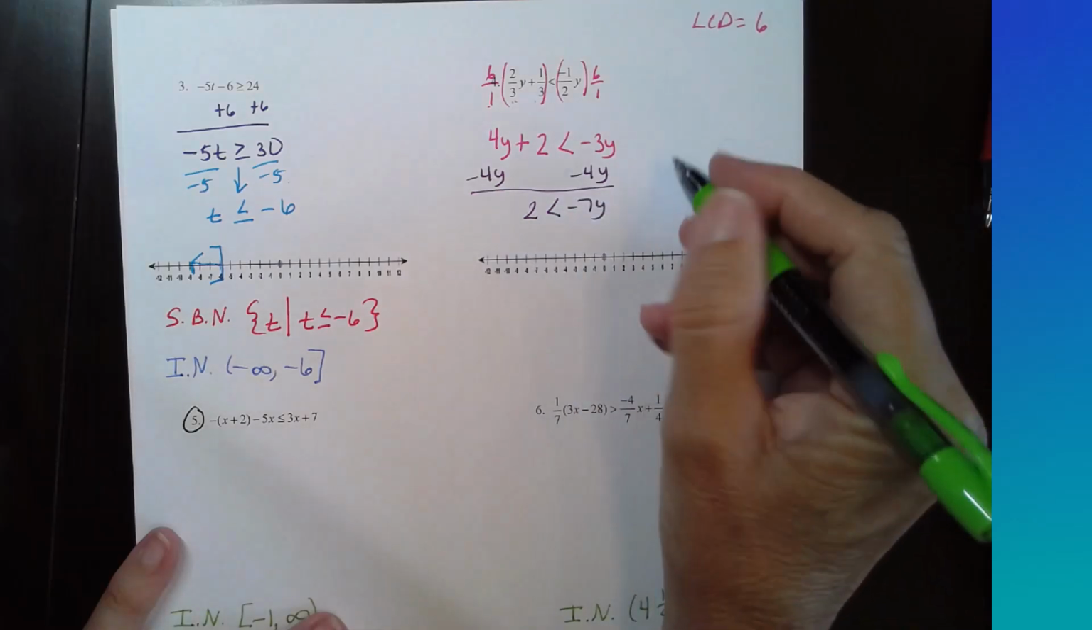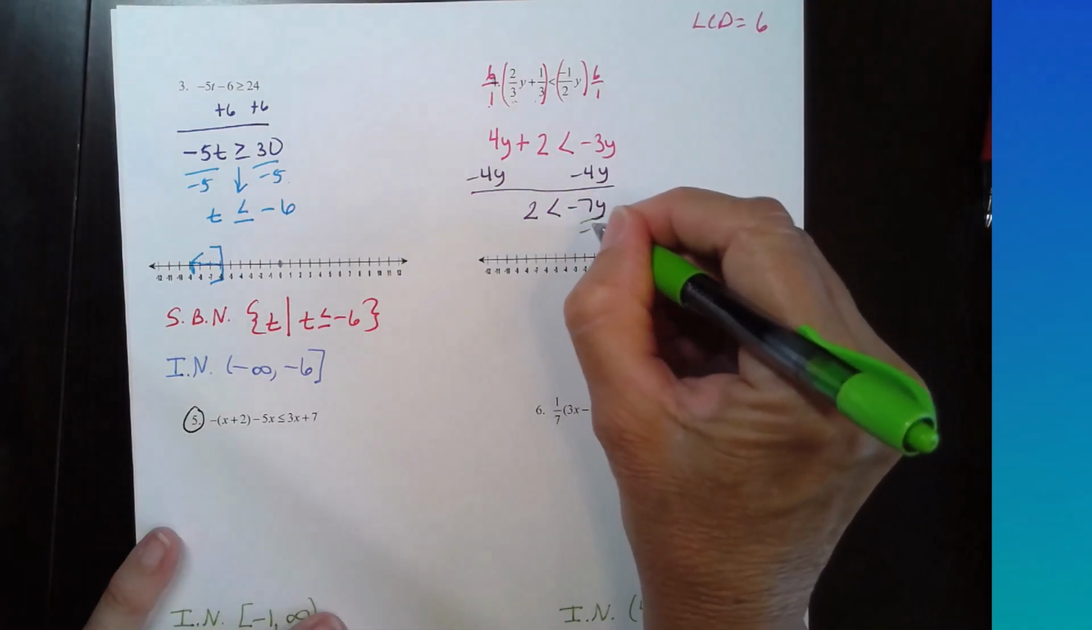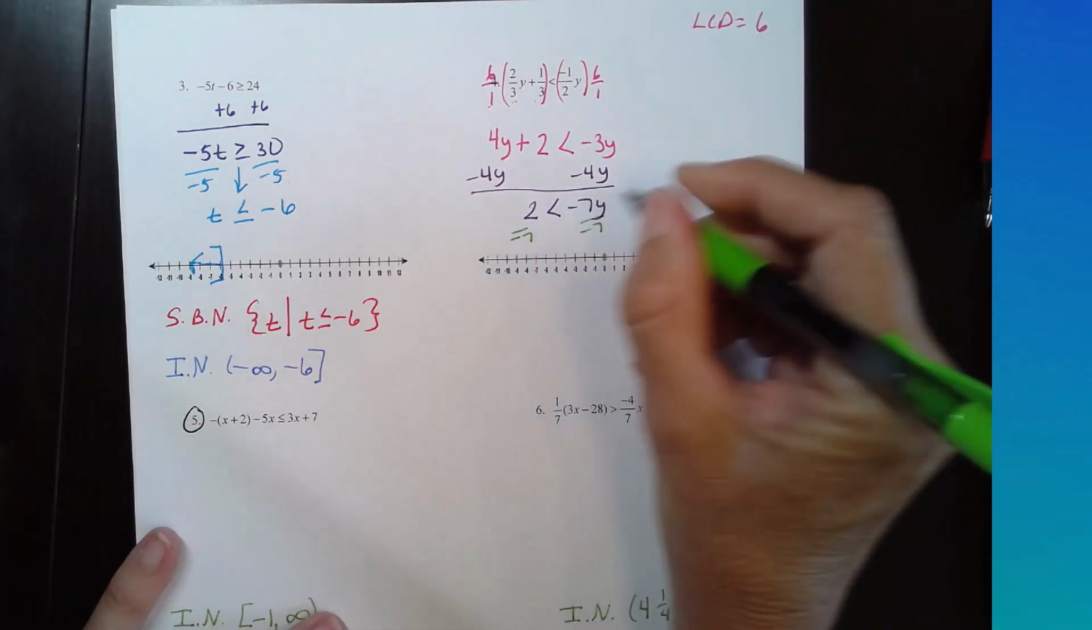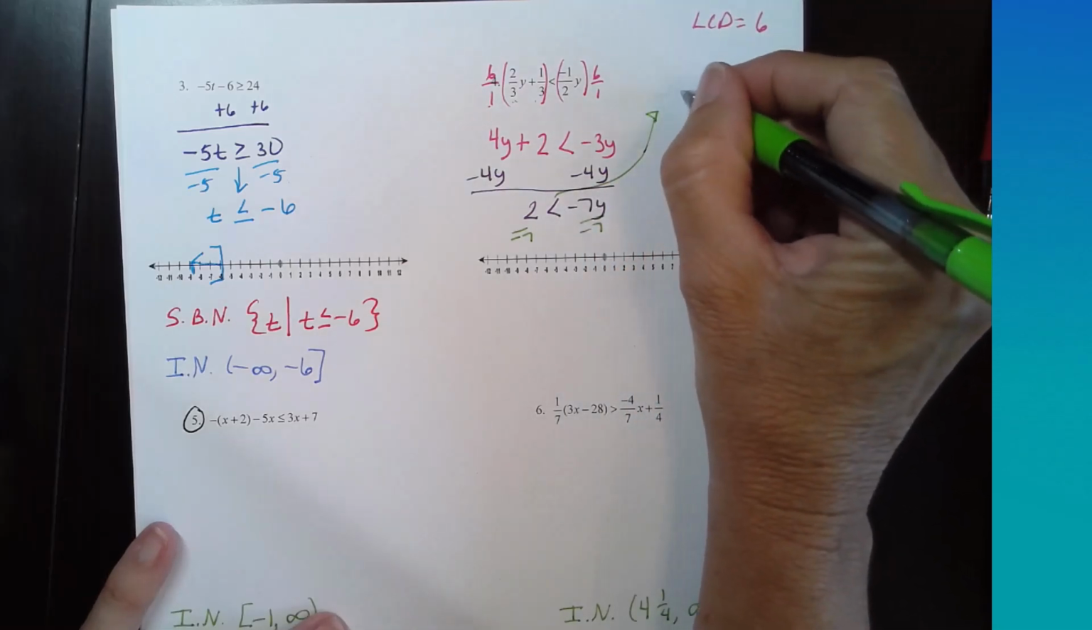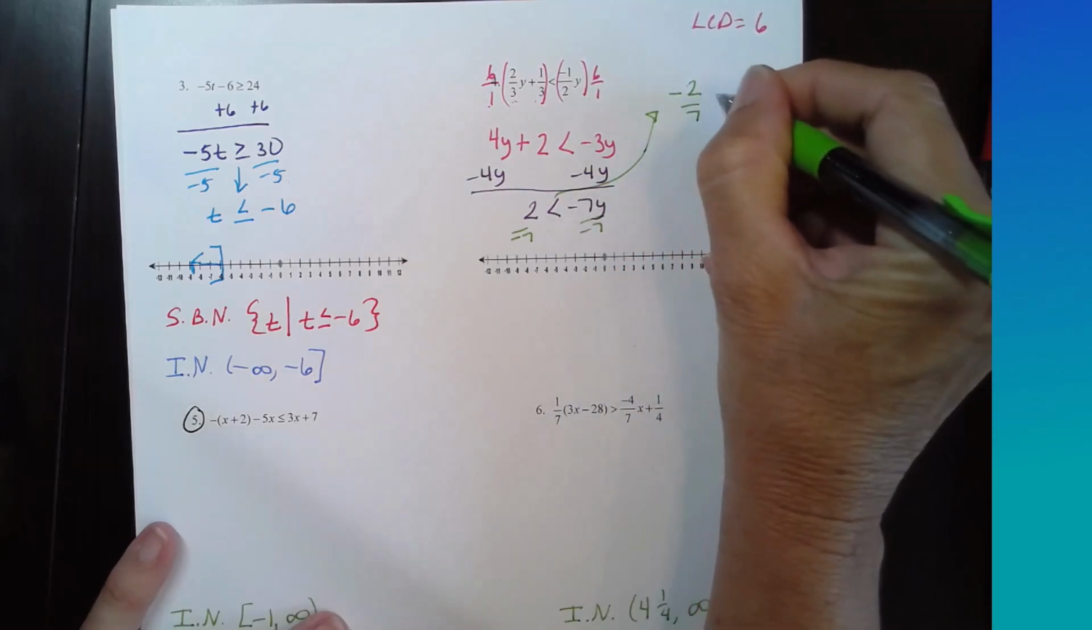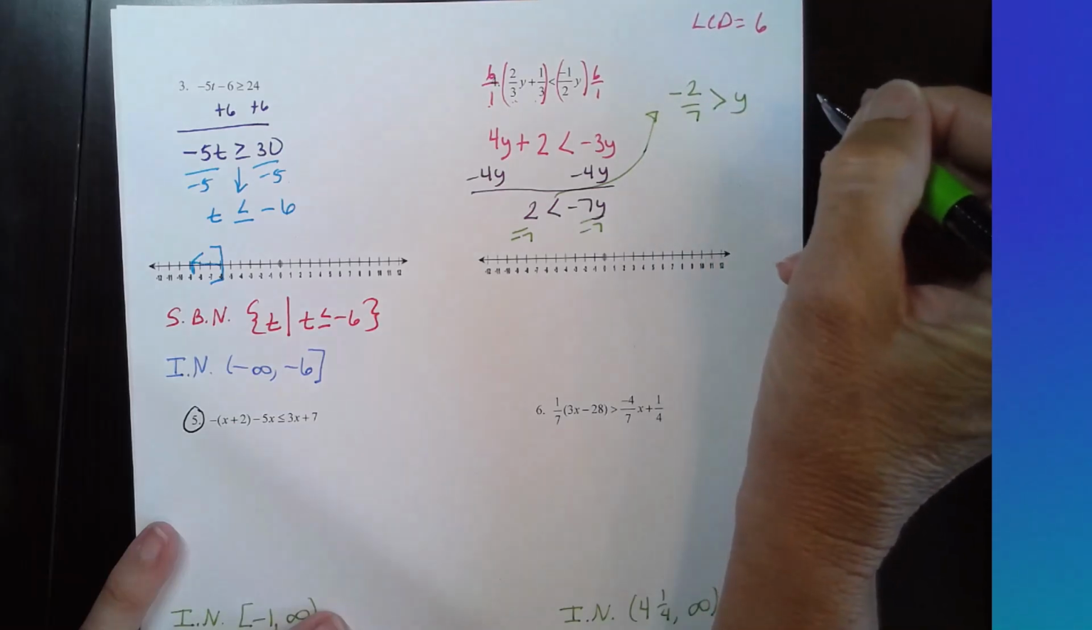Because I took the variable to the right-hand side, I am going to divide by -7. And when I divide by a negative, remember the key takeaway is you have to flip the inequality. So -2/7 now is going to be greater than y.